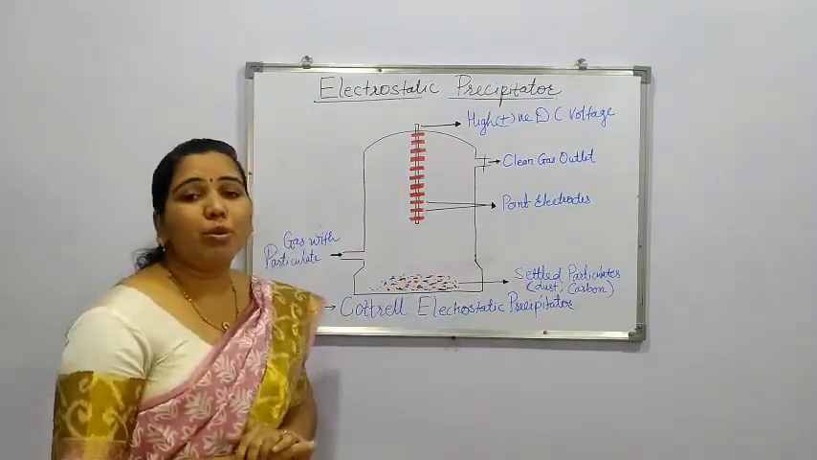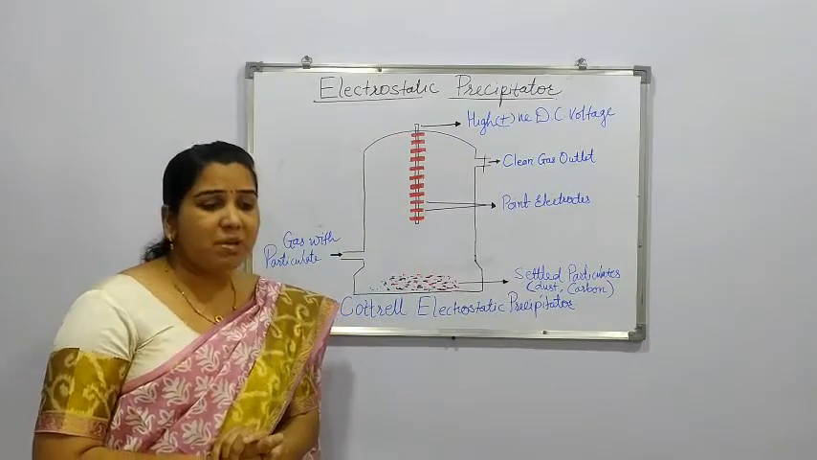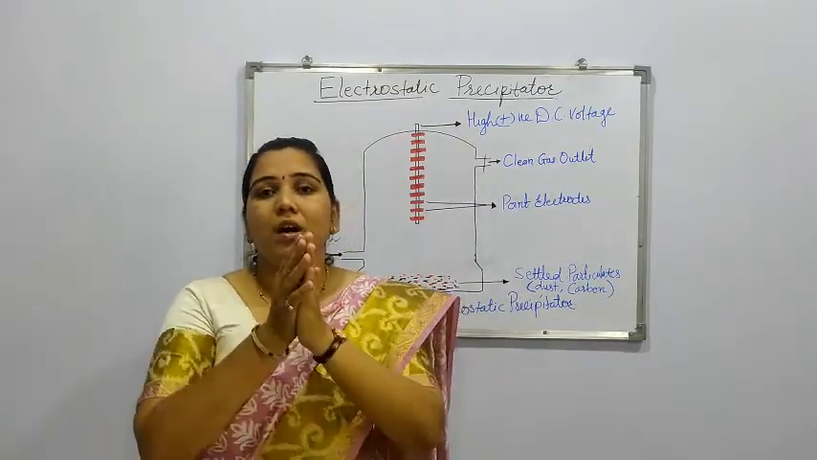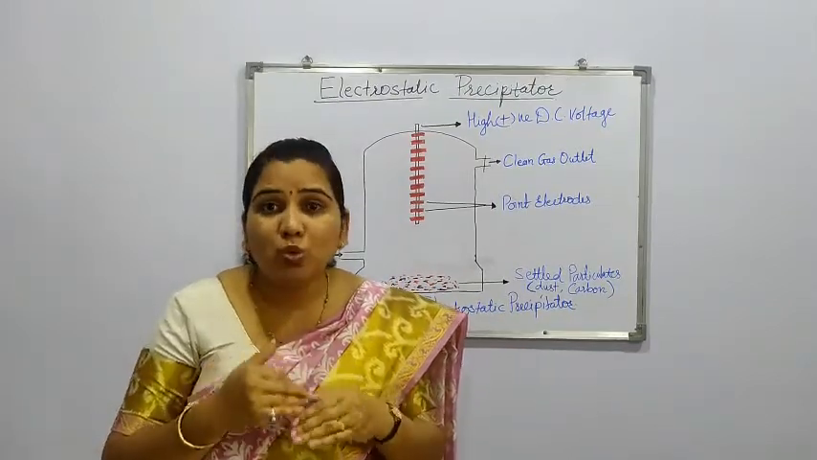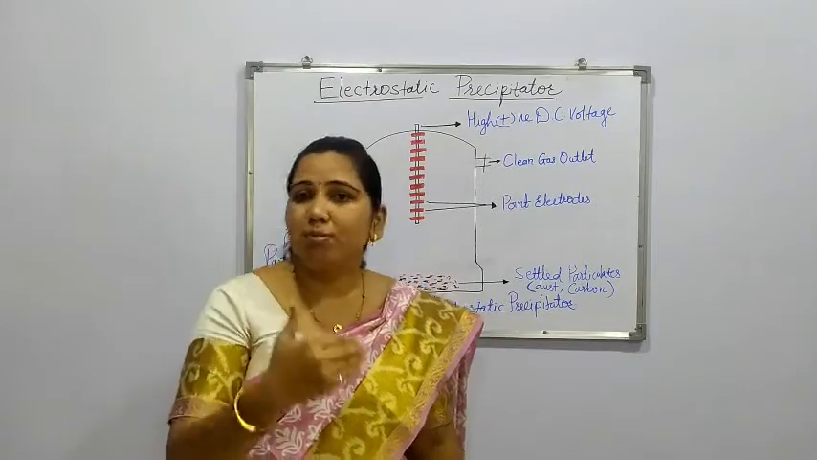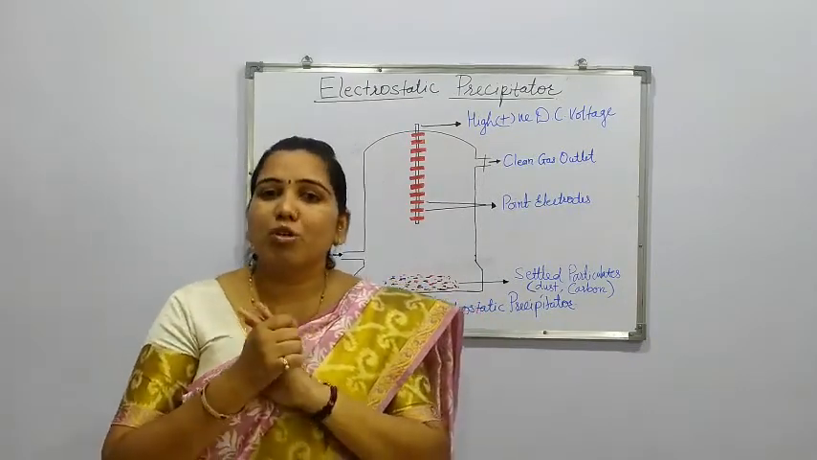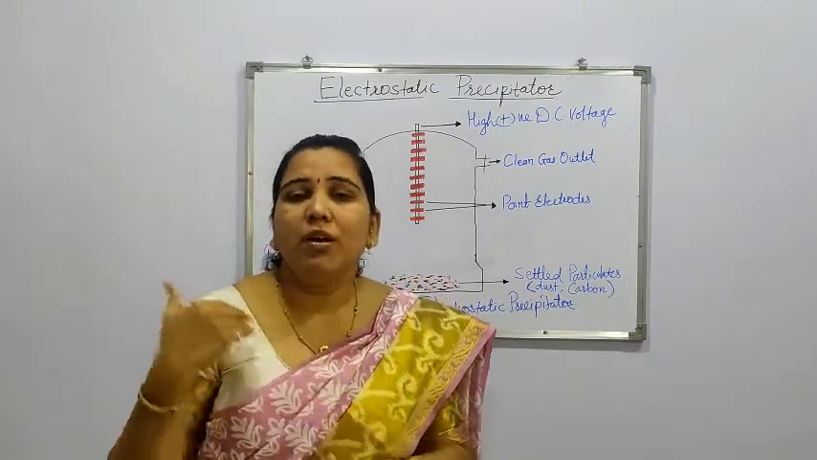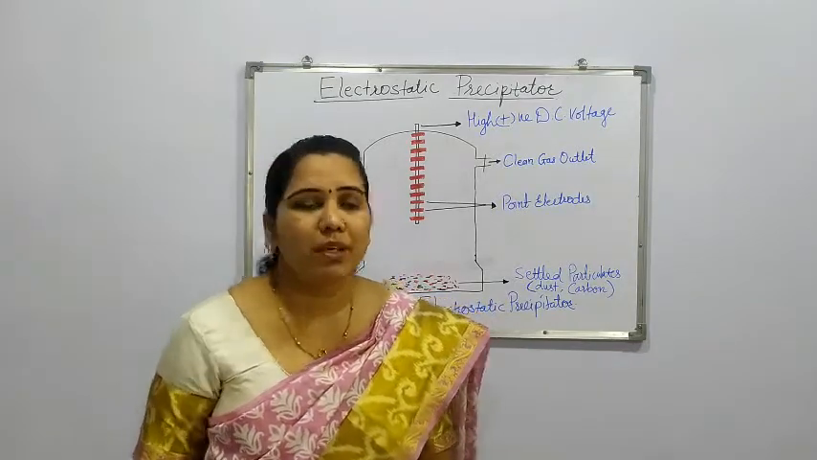Now our today's topic of discussion is the electrostatic precipitator. Basically, what is an electrostatic precipitator? First, it is a device or equipment which is used to reduce pollutants. So whenever particulate pollutants are present and are to be reduced, at that time an electrostatic precipitator is used.